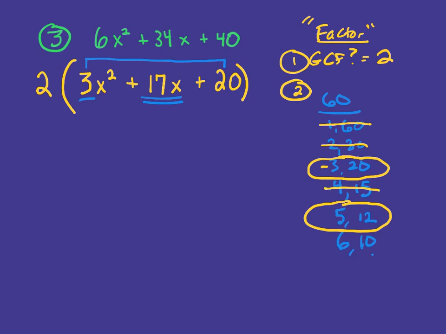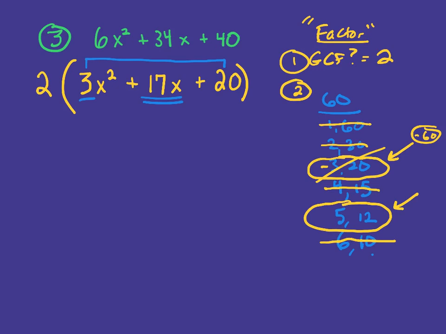4 and 15, we can't get 7 from. 6 and 10 could add to 16 or subtract to 4. So here we've got to decide between two pairs. So the 5 and the 12 multiplies to be positive 60. Also adds to be positive 17. And the negative 3 and 20, it does add to be positive 17, but it multiplies to be negative 60. So this one we're actually not going to use because we want it to multiply to be positive 60.